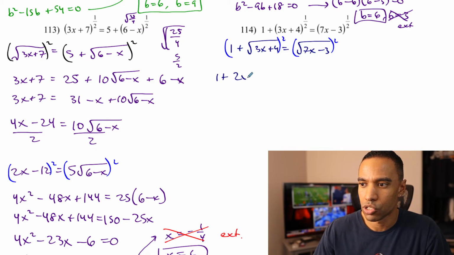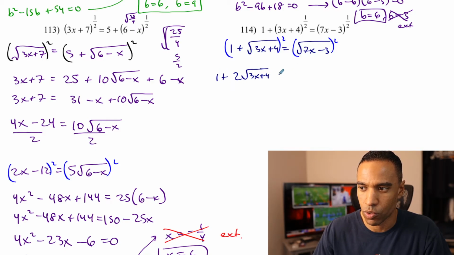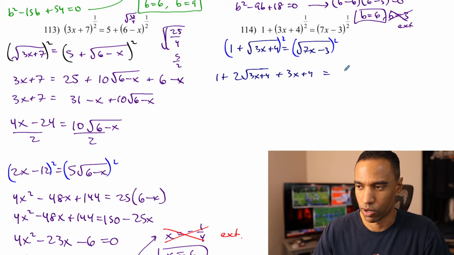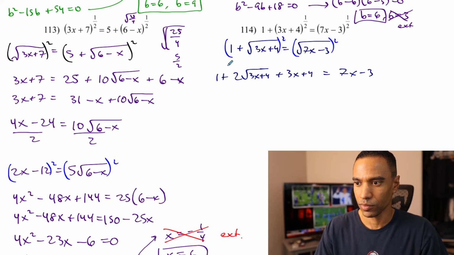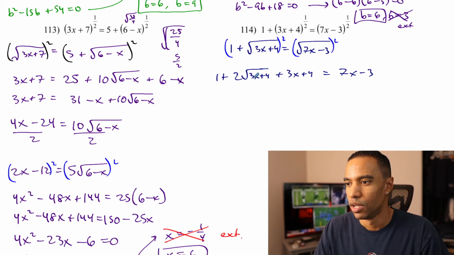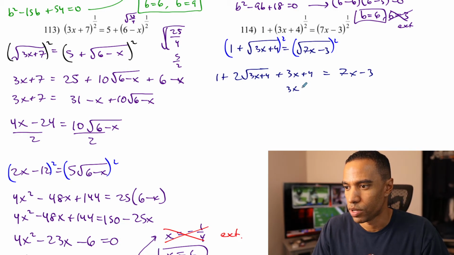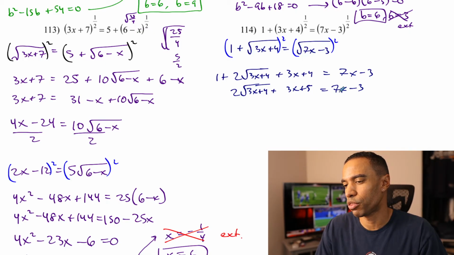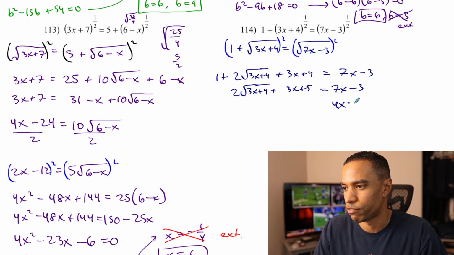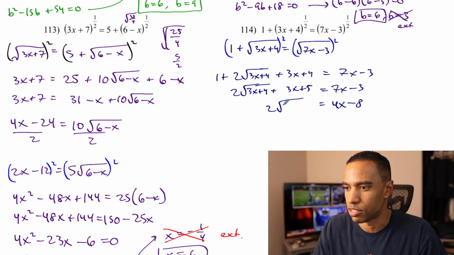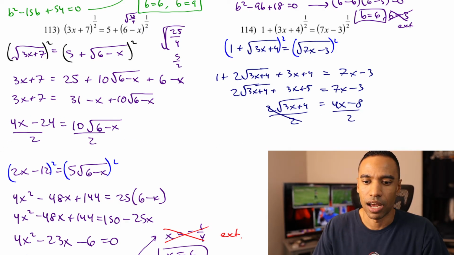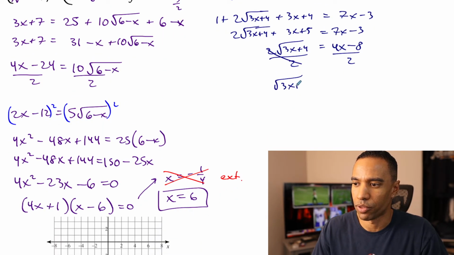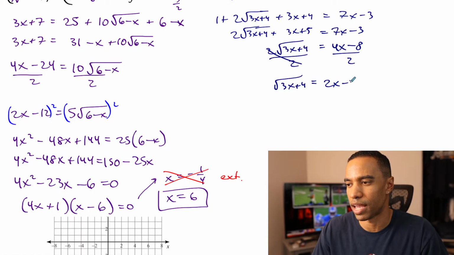So 1 plus 2 root 3x plus 4. This is my perfect square trinomial. Plus 3x plus 4, and this is 7x minus 3. A squared plus 2ab plus b squared. 3x plus 4 plus 1 is 3x plus 5 equals 7x minus 3. Okay, subtract 3x over, subtract 5 over. This time I can actually divide this 2, which is nice. Like, boom. And I'll have square root of 3x plus 4 equals 2x minus 4.